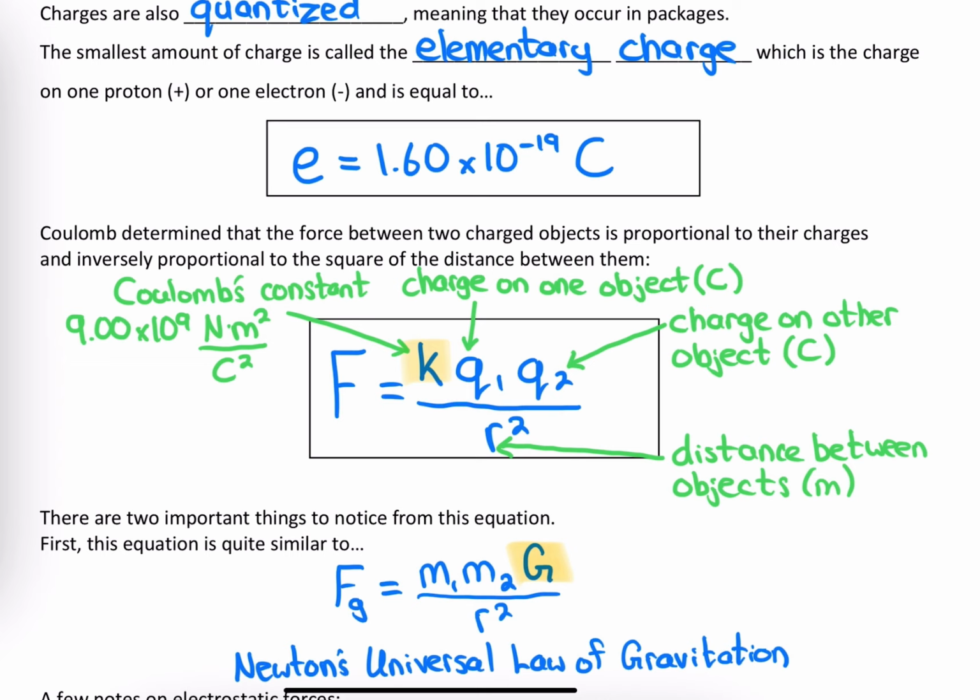It's on the order of 10 to the negative 11. K, you'll notice, is a really big number. It's on the order of 10 to the positive 9. So that tells us that while gravitational forces are really weak in our universe, electrostatic forces are really big. Electrostatic forces are much, much stronger than gravitational forces.